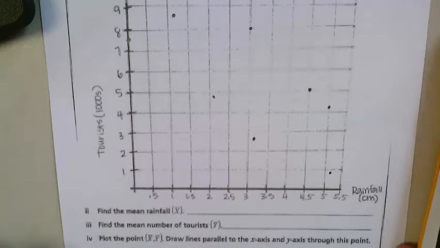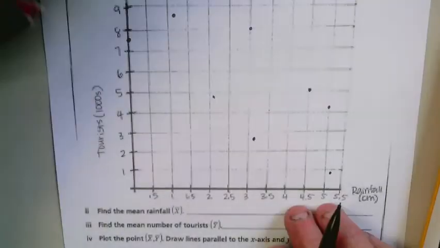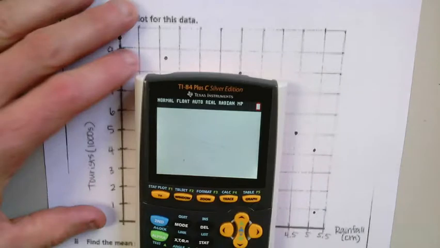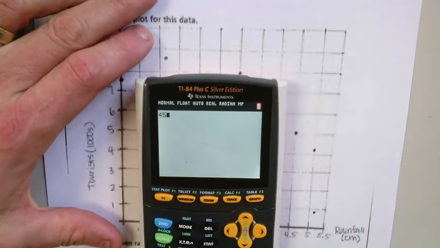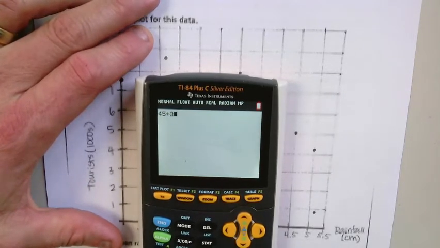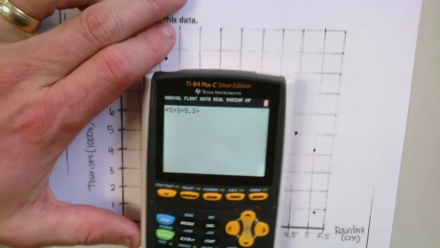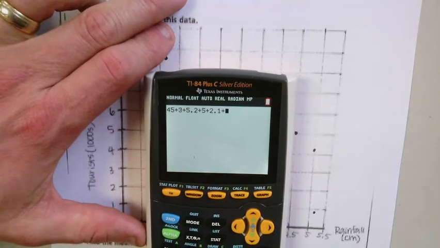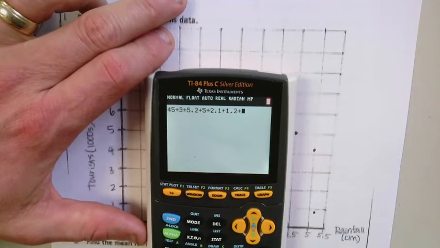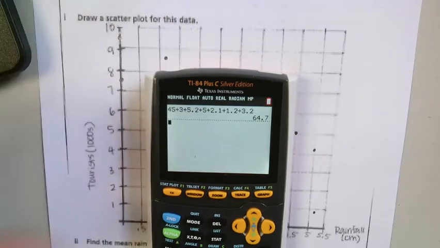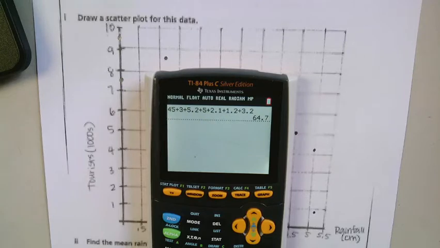So the first thing says, what's the mean rainfall? Now mean, remember, means average. So what I'm going to do is add up all of my rainfall. So the entire amount of rainfall over the course of this 9-week period is 64.7. Now, if I want to find the average rainfall per week, I'm going to divide by 9.